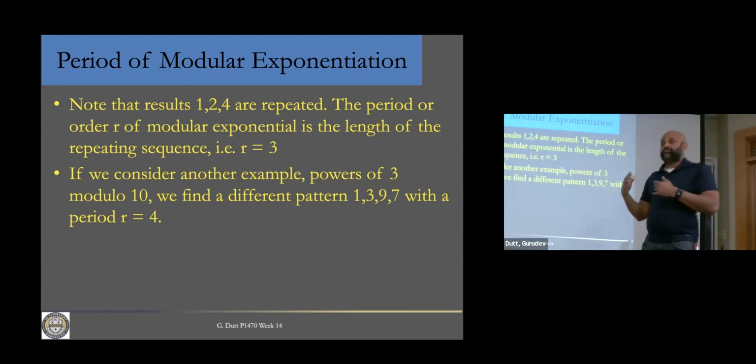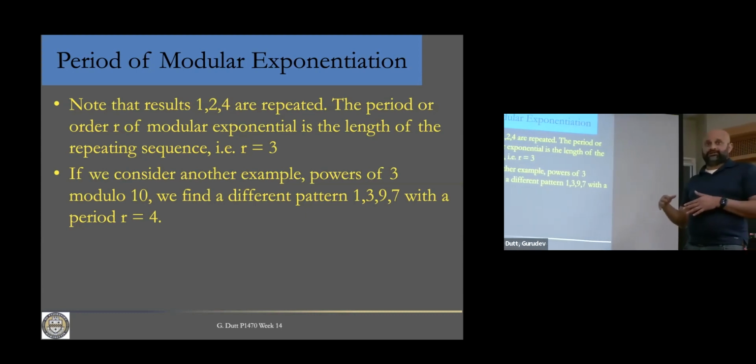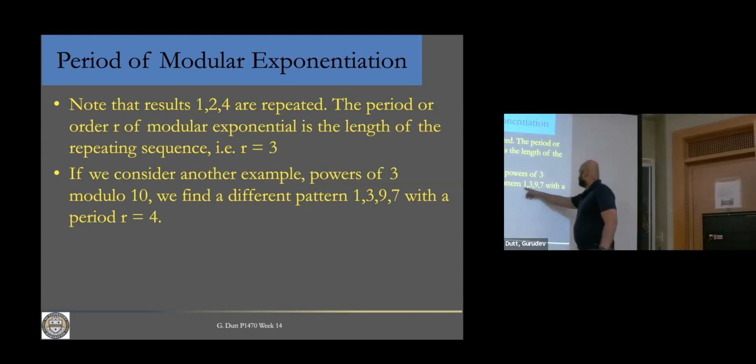But here I'm taking powers of a certain number. Taking 3 and I'm taking powers of it: 3 squared, 3 cubed, 3 to the 4th. That has a different pattern, which as we have seen, is that you'll only get these numbers, 1, 3, 9, 7, with a period r equal to 4.